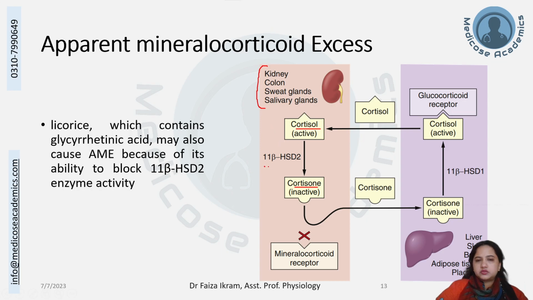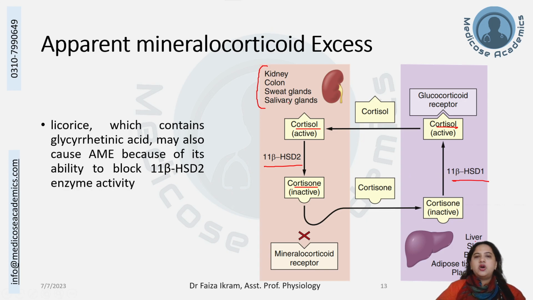And who is doing that? This enzyme, 11 beta hydroxysteroid dehydrogenase 2. This cortisone, when it reaches these organs, liver, skin, brain, adipose tissue, and placenta, is converted back into cortisol, which is more potent as a glucocorticoid and also a mineralocorticoid. And this is done by the same enzyme, different isoform, 11 beta hydroxysteroid dehydrogenase 1 this time.